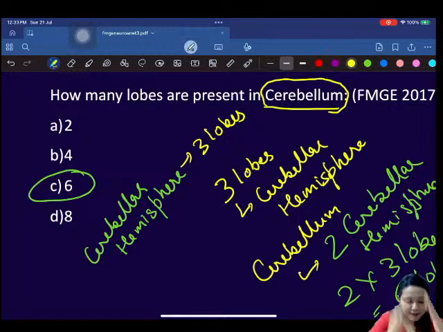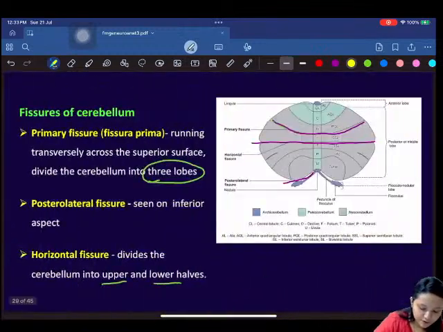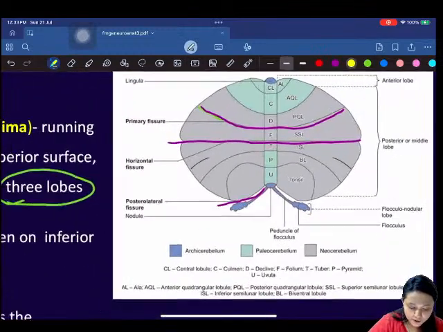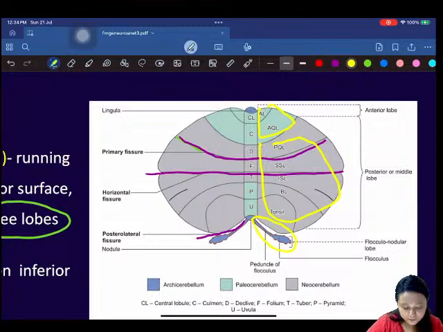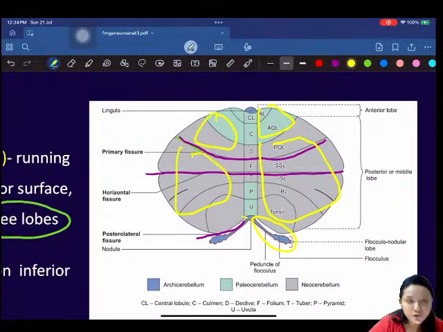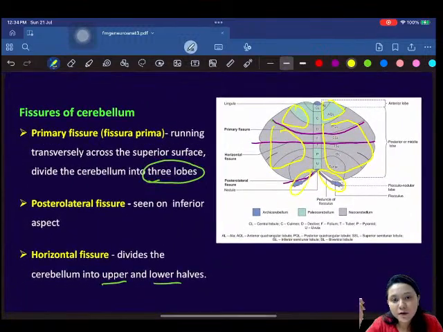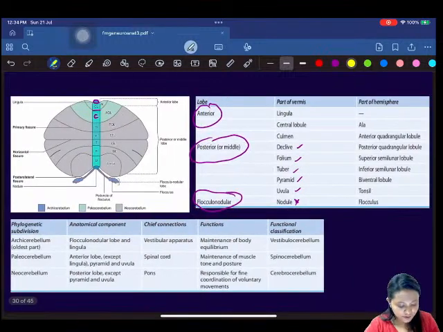Okay, in one cerebellar hemisphere, if you can see here, you have three lobes. You can see the anterior lobe of this part and the posterior lobe of this part and the flocculonodular lobe. Okay, another side you have the same thing. So you have a total of 6 lobes in the entire cerebellum. If they would have given the option as cerebellar hemisphere, then the answer would be 3 lobes. Okay, so it is a tricky one. So that's about the cerebellum.